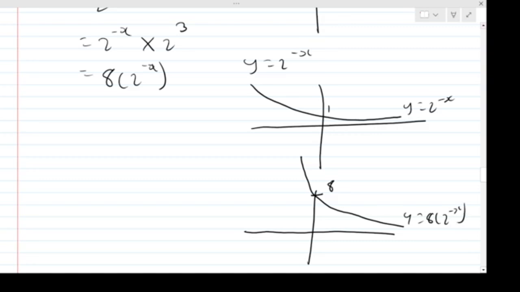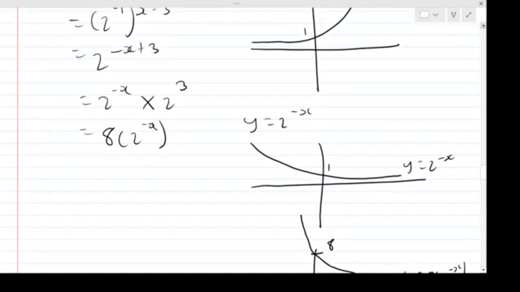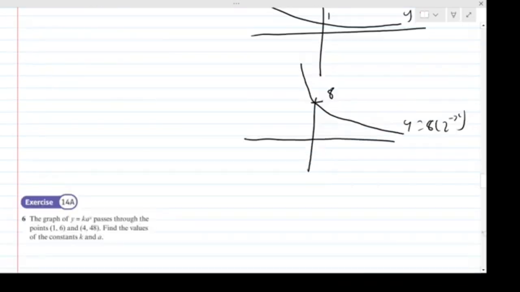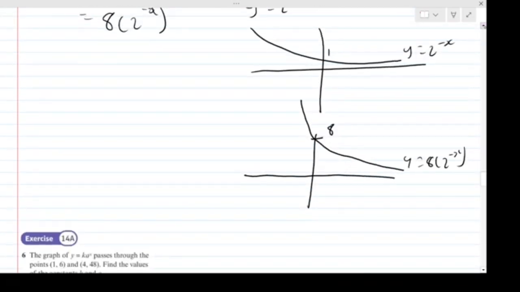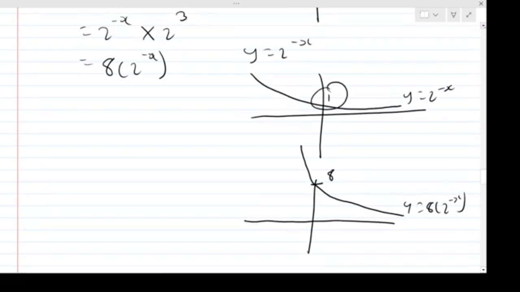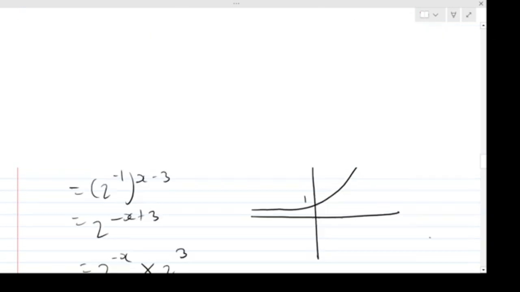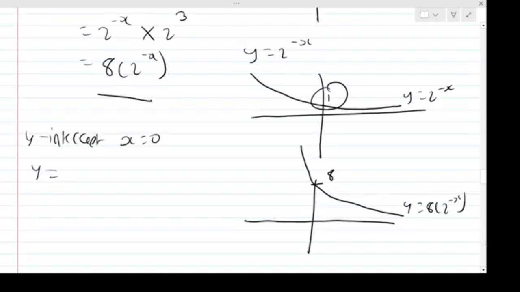Something like that. Then it says give the coordinates where it crosses the y-axis. Well, we already did that, right? We said that effectively, because 2 to the minus x crosses at 1, then 8 lots of 2 to the minus x will cross at 8, because the y coordinates are times by 8. Alternatively, to find that, the y-intercept is when x is 0. So if we have y is 8 lots of 2 to the minus x, no, actually, if we took the original graph of a half to the x minus 3, it's the same thing.